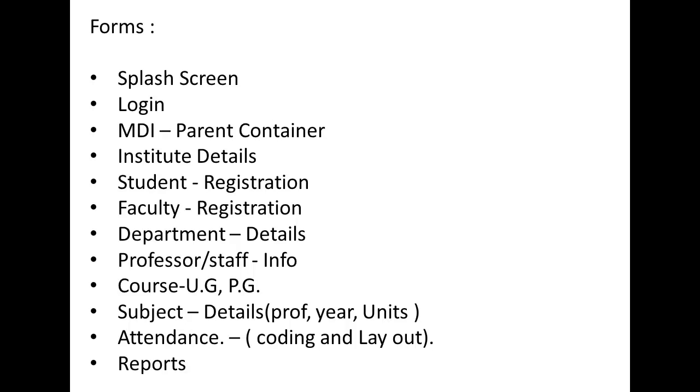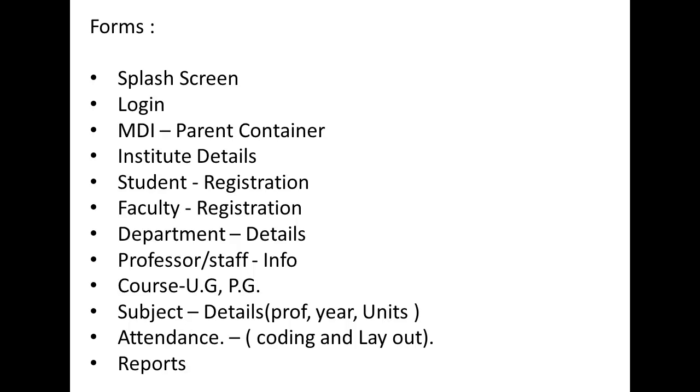Your MDI form contains the parent container that allows you to fit in all your child forms. Then you have the institute information, which I named institute duties, which is also a form. You have the student and the registration of the student. And you have the faculties form, which will hold the details of the faculty, and the details of the department. The department is also a form. And you have a professor or staff form, where you put the information of the staff, which is another form. Then you have your course, which is a UG or a PG course.